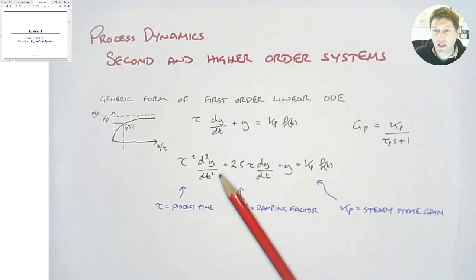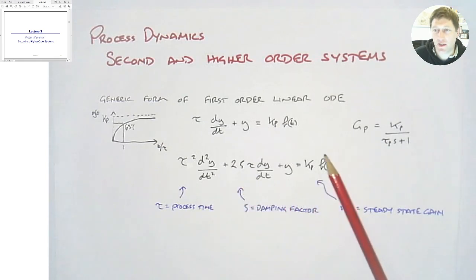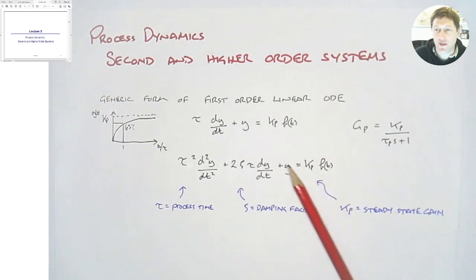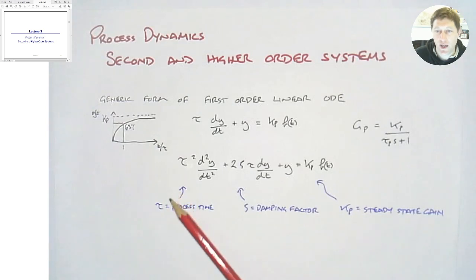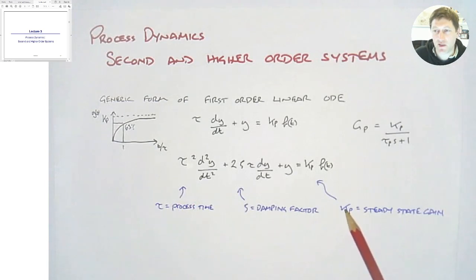The equation is linear in y, so it doesn't mean that it has to be linear in t. So this function f of t could be t squared or a sinusoidal function. What matters is it's linear in y. And it's an ordinary differential equation, which means we've got the total differentials here. It's not a partial differential equation. And we've identified tau, zeta and kp as process parameters. Tau and kp we've met before in the first order case, and the new one is zeta, a damping factor. So we'll see what the effect of zeta is in a moment.